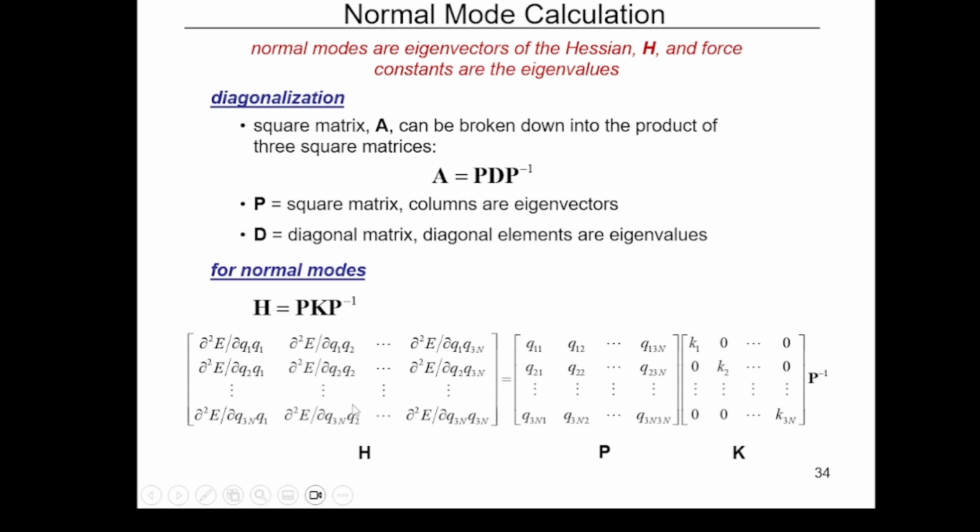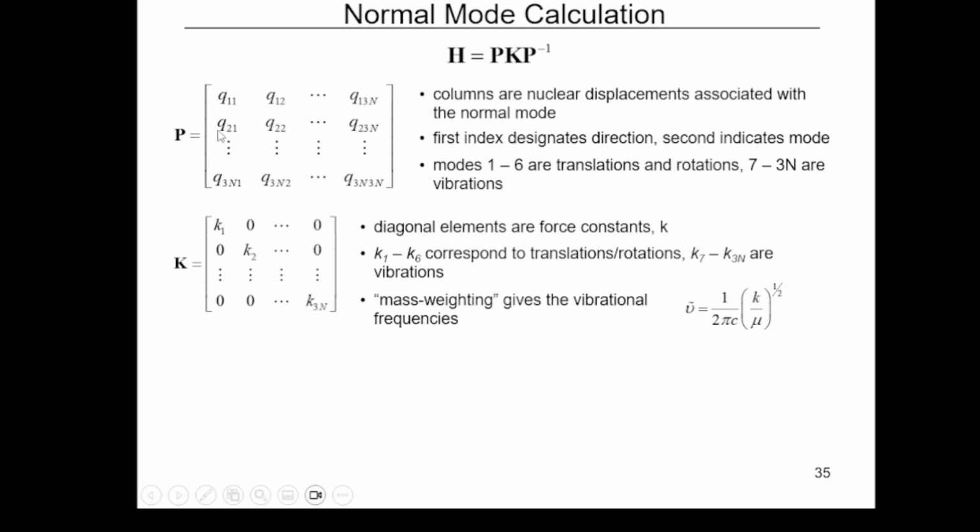So now you can see here, a complex Hessian matrix is broken down into two useful matrices: P, which gives us information about the direction as well as the mode, whereas the diagonal elements in the K matrix tell us about the force constants associated with these normal modes. 1 to 6 are translational and rotational modes. 1, 2, 3 are translation. 4, 5, 6 are rotation. And from 7 up to 3n, they are vibrations.